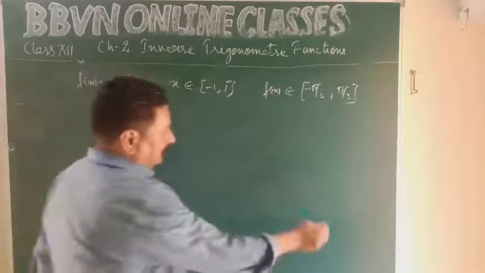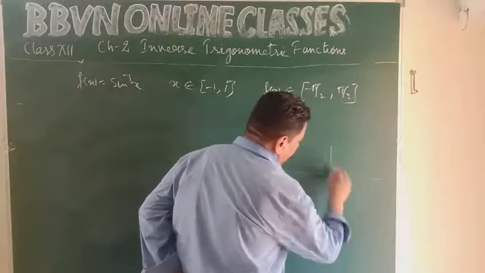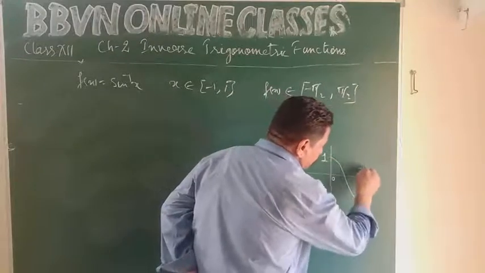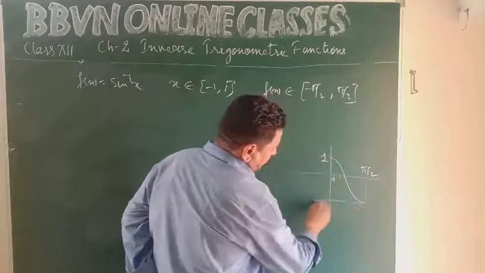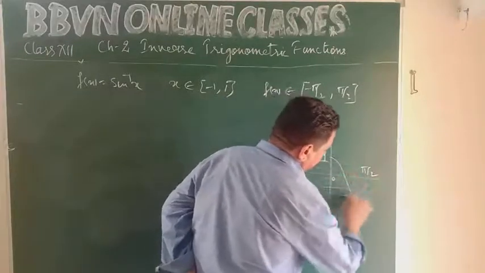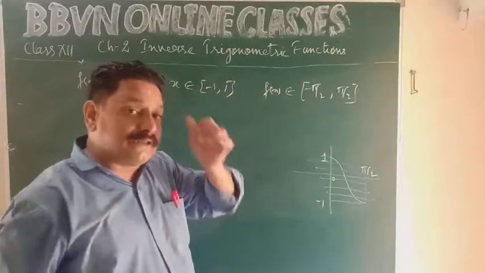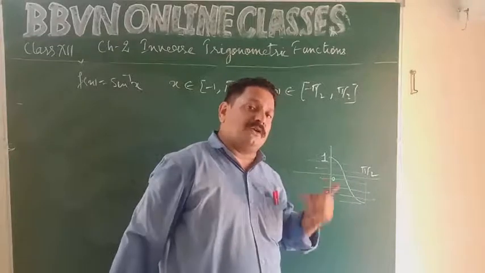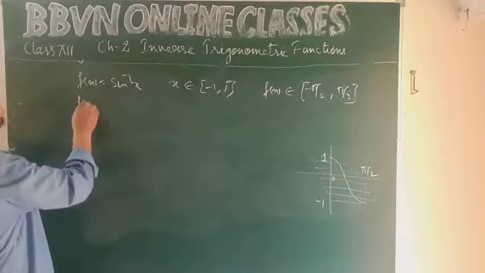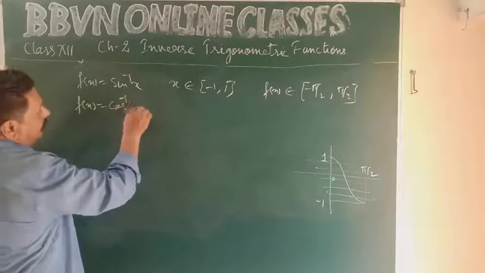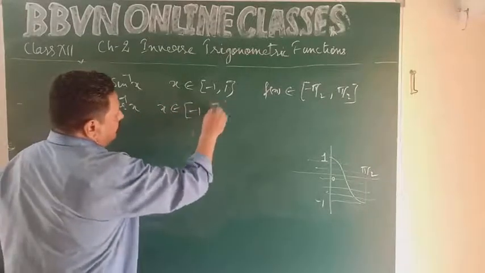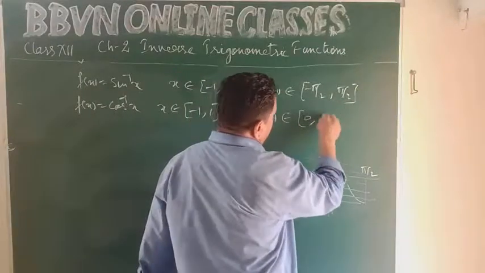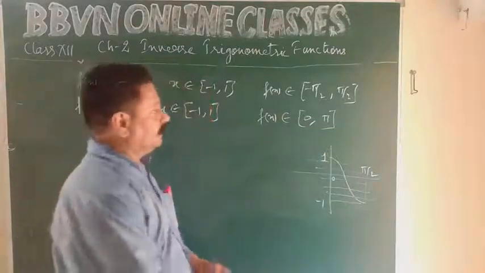Okay. Now let's talk about cos. Recall the graph of cos. This is 1, 0 and this is pi by 2. So this is minus 1. Horizontal line test. So what is the principal solution for cos x? 0 to pi. So this will become the range of cos inverse x. f of x equal to cos inverse x. x belongs to minus 1 to plus 1 and f of x belongs to 0 to pi. This is about cos, right?